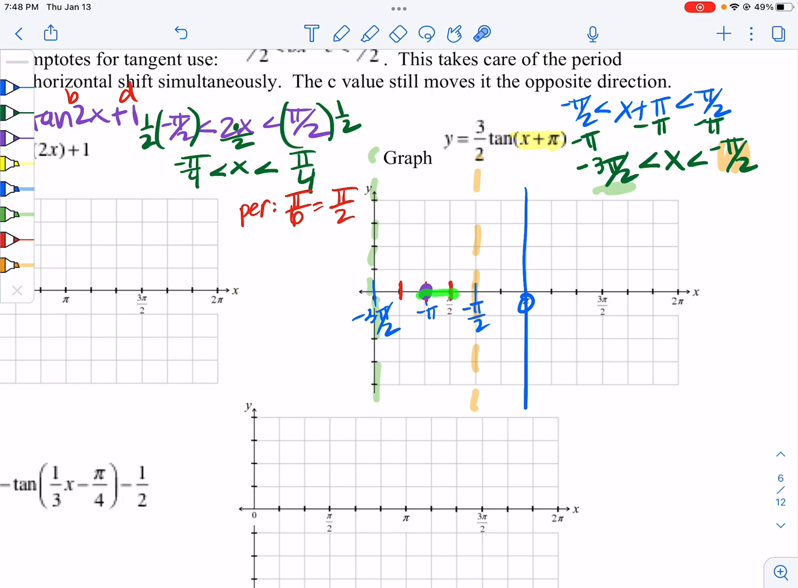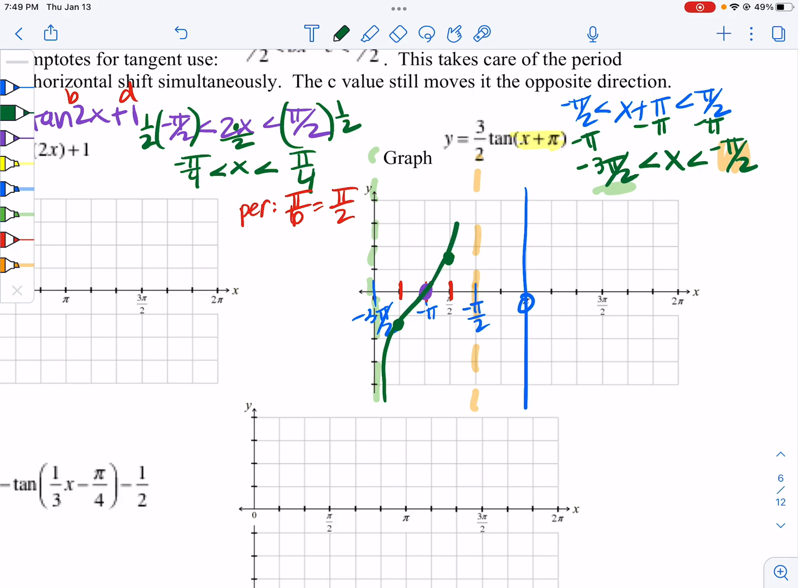So then we're going to go over a tick mark, and then we're going to go up by the A value, which in this case is 3 halves, so up by 1 1/2, so it's going to put it right here. Then I'm going to go to the left and down by 1 1/2.